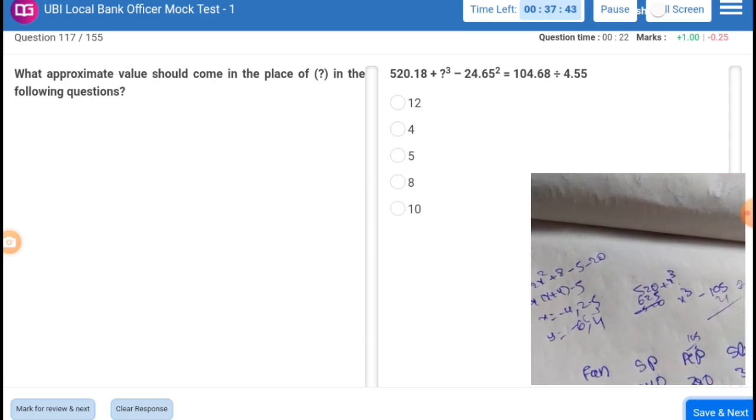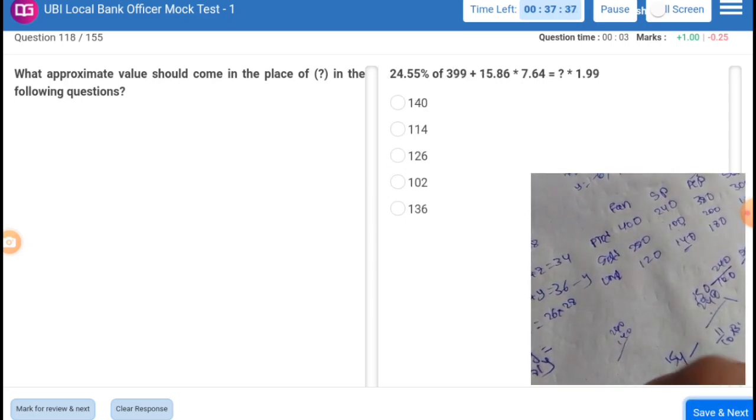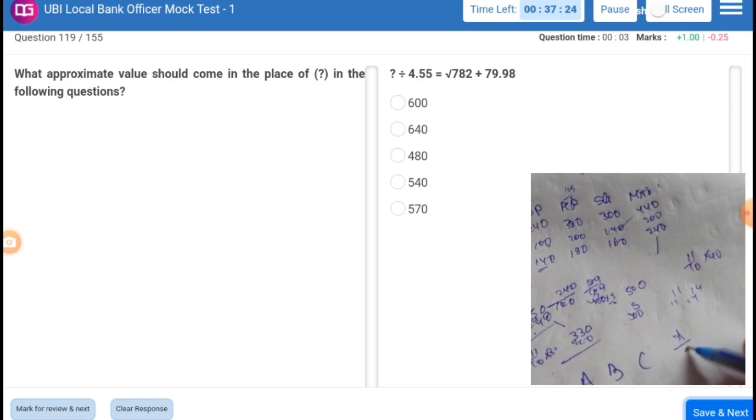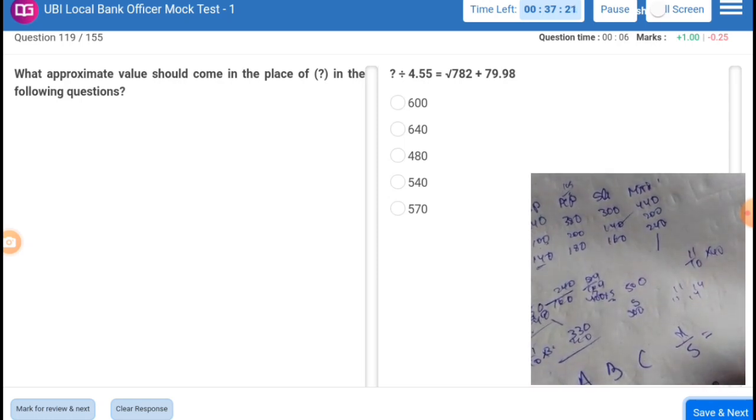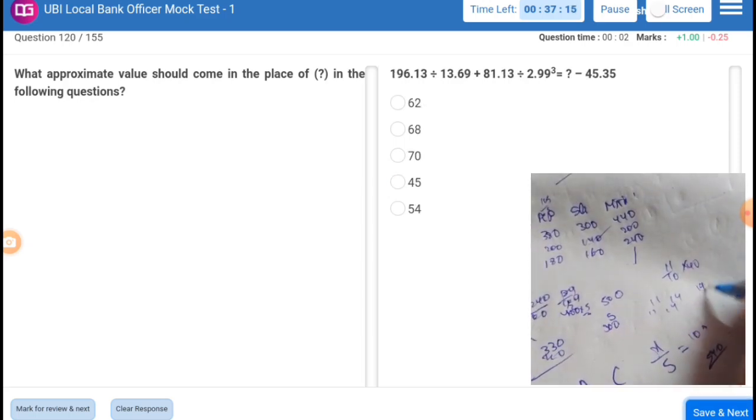$21. 126 is 5 cube. 100 plus 16 into 8. So 228 by 2, 114. X by 5 is 540. So 14 plus 17, 71.